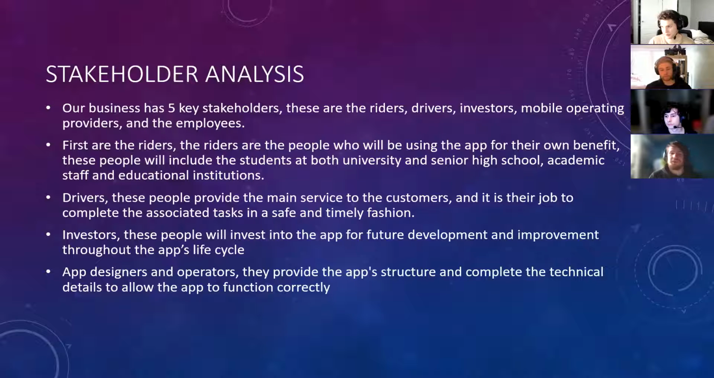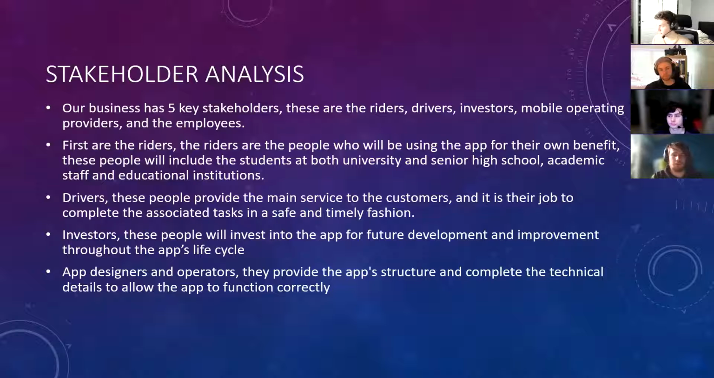All right, this next section is to do with the stakeholder analysis. So essentially we identified our 5 key stakeholders, which would include the riders, aka the customers who are using the app, the drivers, the people who are basically providing the service, the investors who could technically be riders, and other people who basically invest into the business. They allow us to upgrade and enhance the app's performance.